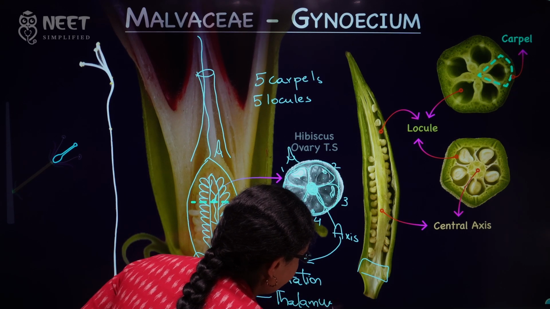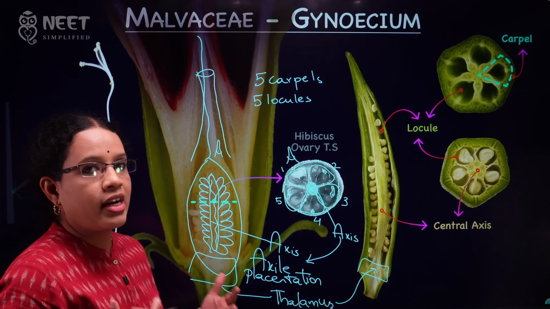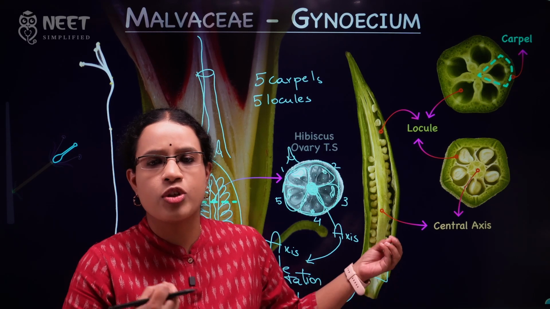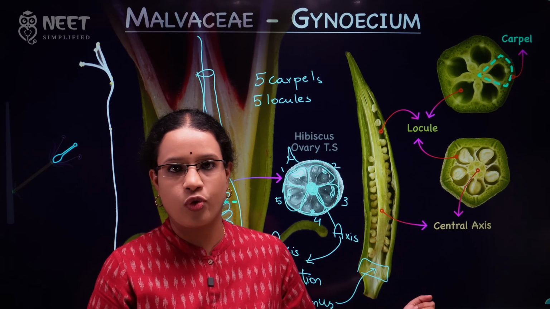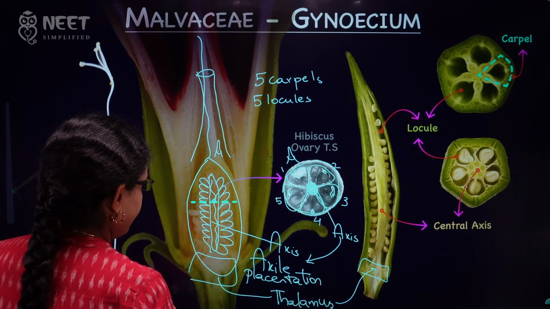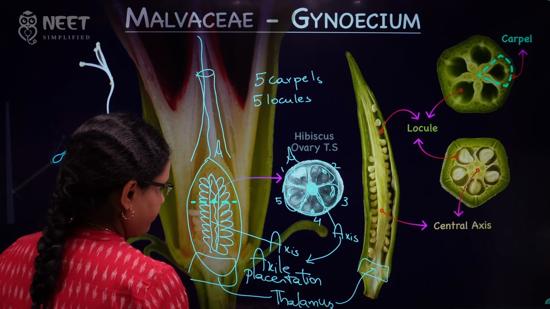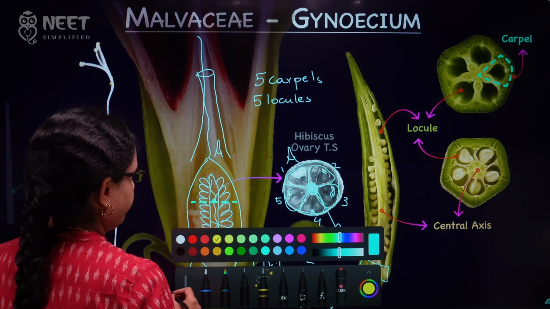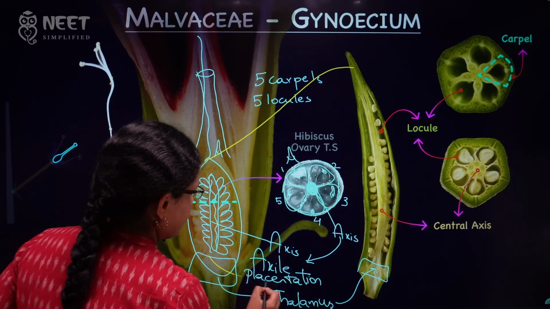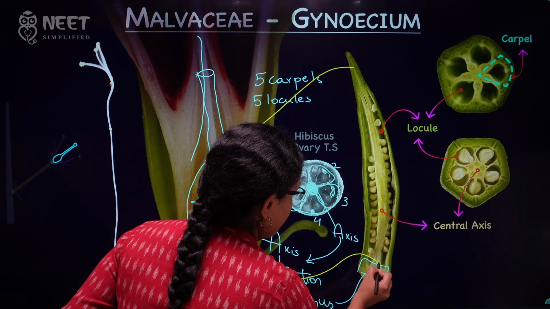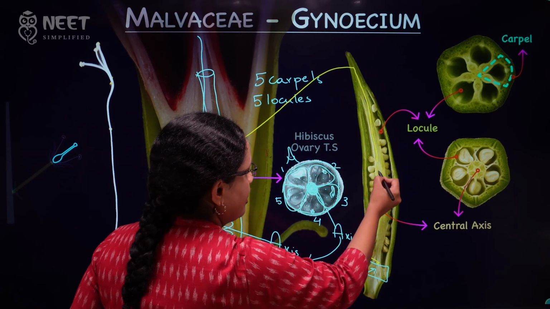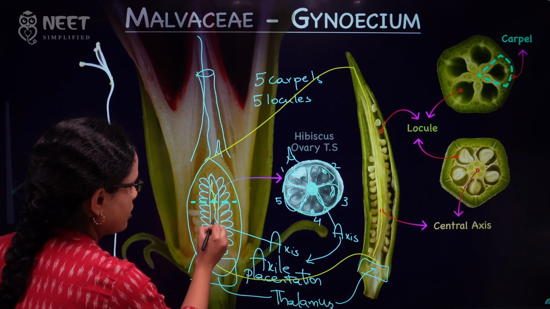Here also in the bhindi you're going to find the same thing. Now what is this? It is going to be a mature ovary. It's nothing but the ovary which is matured. That's what we call the fruit. Now here you are seeing the same thing as in this hibiscus. So you're going to see here, this is the ovary, right? Sitting on the thalamus, as you can see here. Now, this is our central axis, just like in the case of the hibiscus.